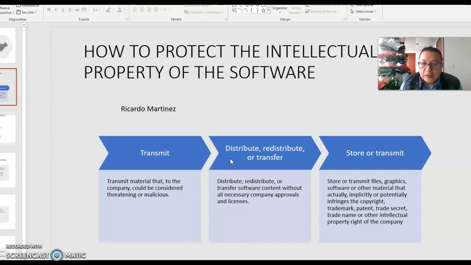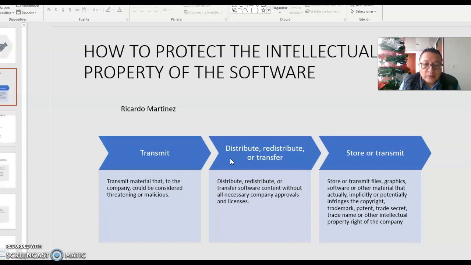How to protect the intellectual property of the software. Carlos Martinez. Transmit. Transmit material that the company could consider malicious.